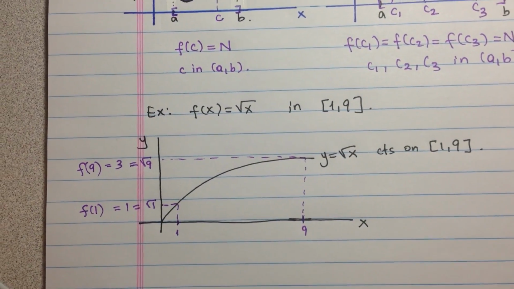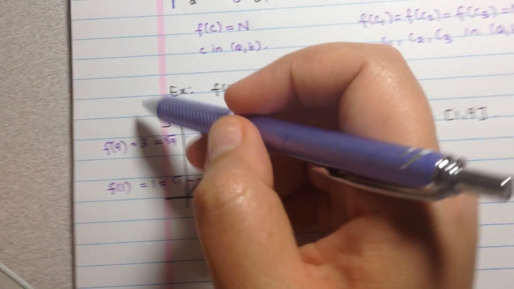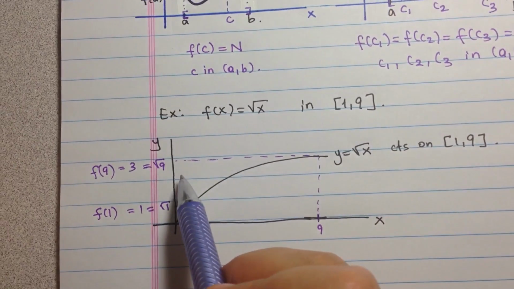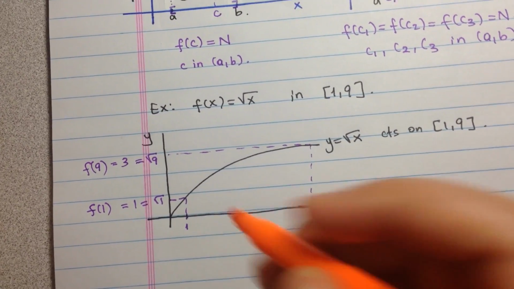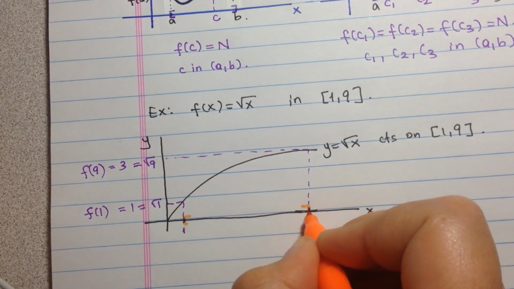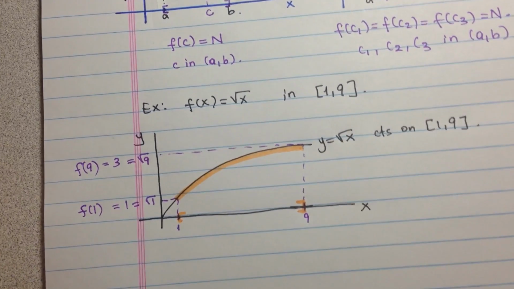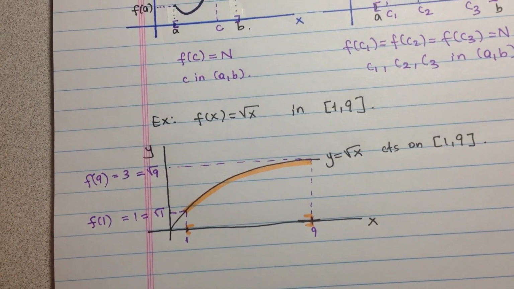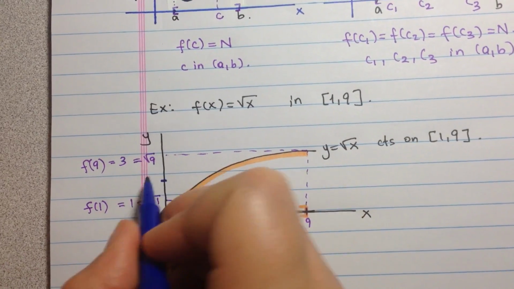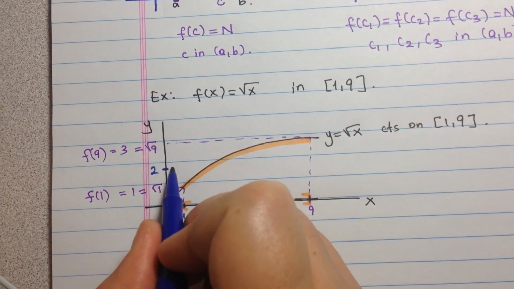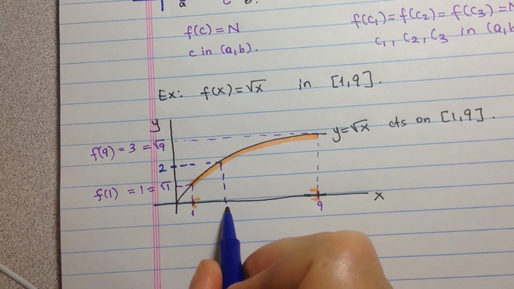So if I pick a number between f(1) and f(9), between 1 and 3, I will definitely have an input, because I'm only considering the part of the graph that's between 1 and 9. So this orange part is the one I'm interested in. If we take any number in between, say between 1 and 3, let's take 2 easily, then this value will correspond to a c value.